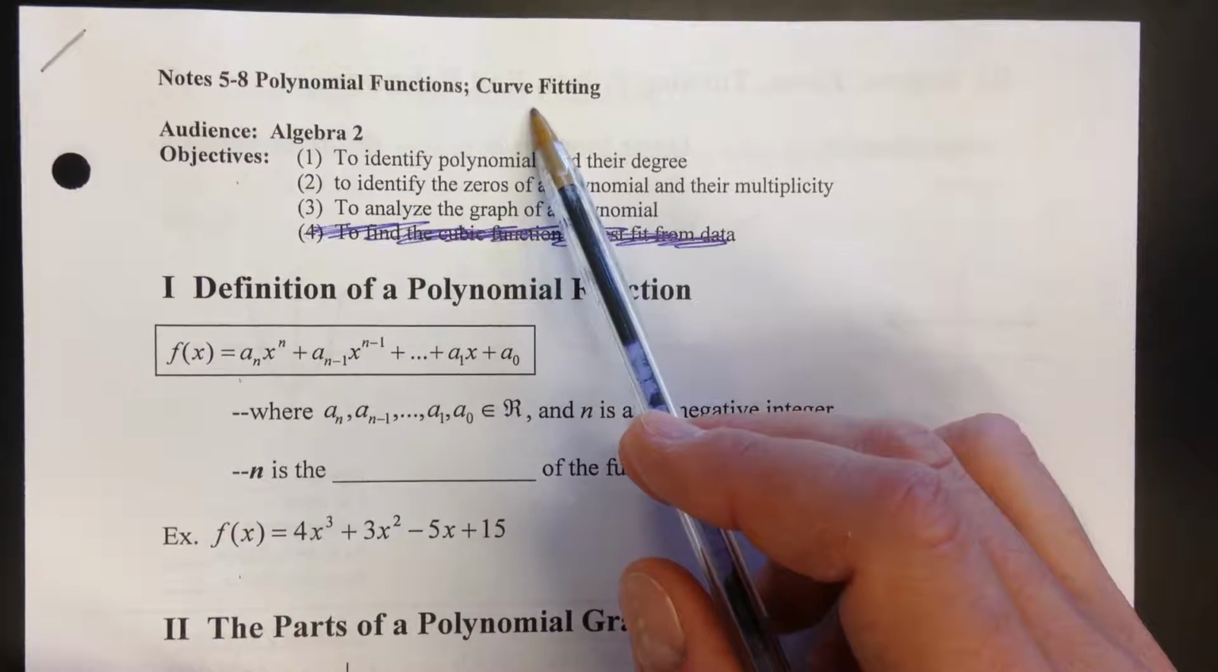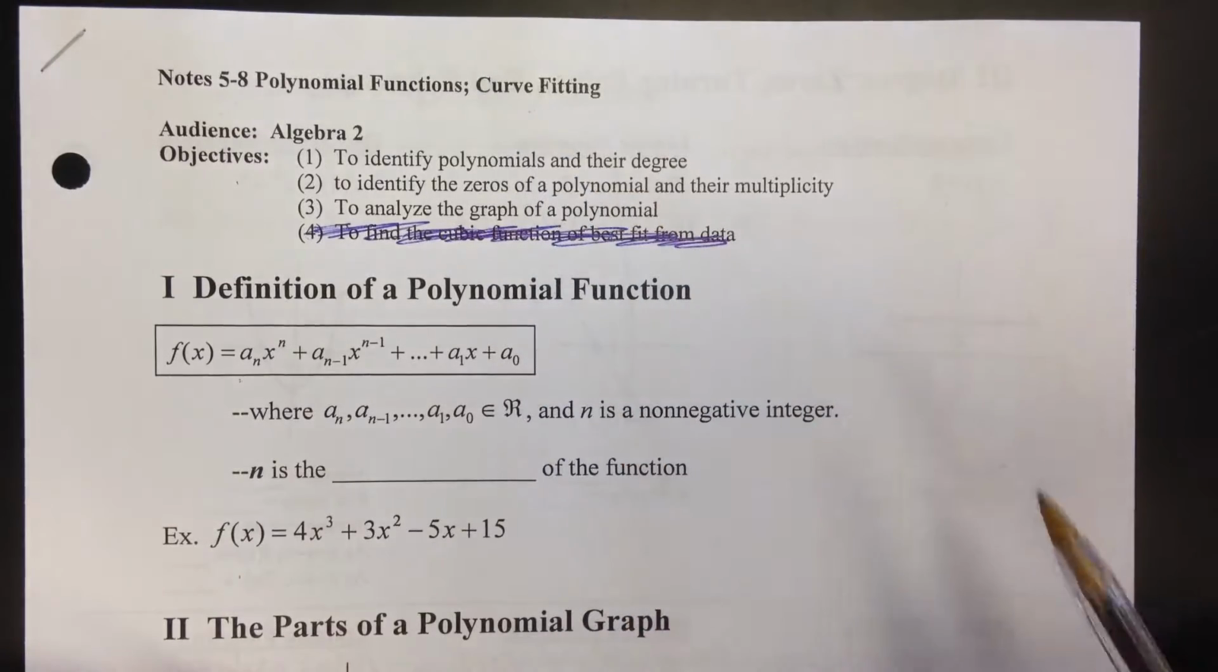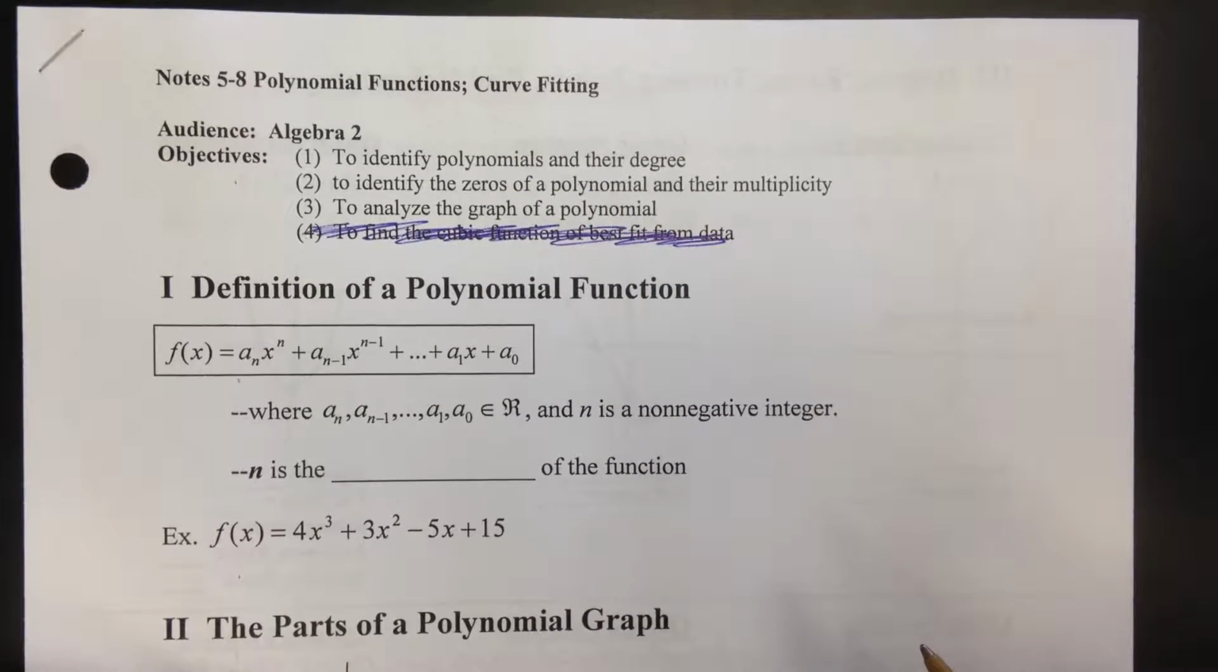So before we start, let me give you your joke of the day. What do you call a pig that knows karate? And the answer is a pork chop.